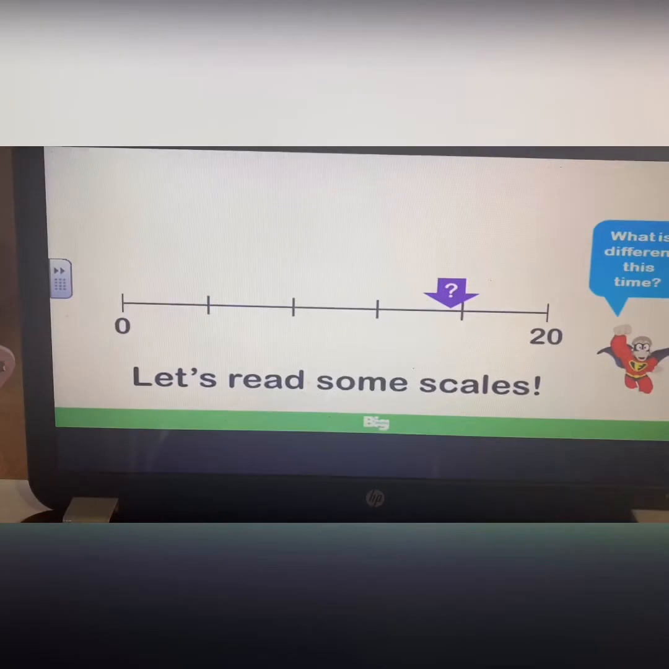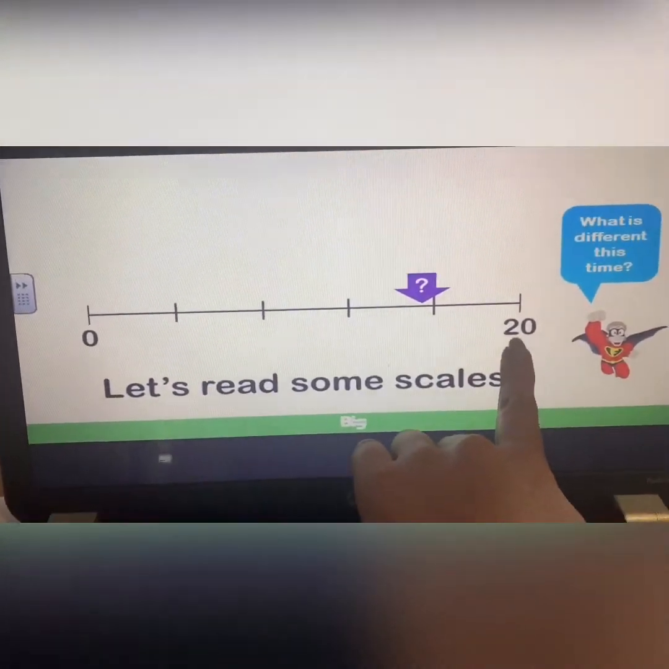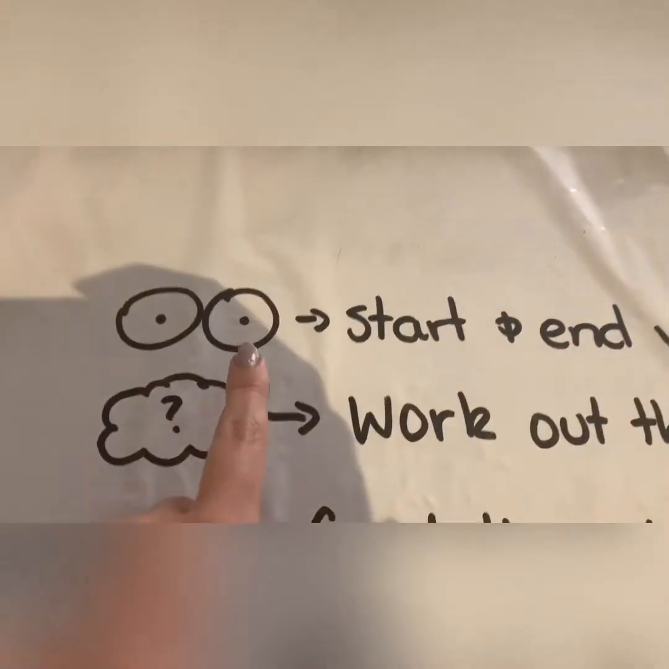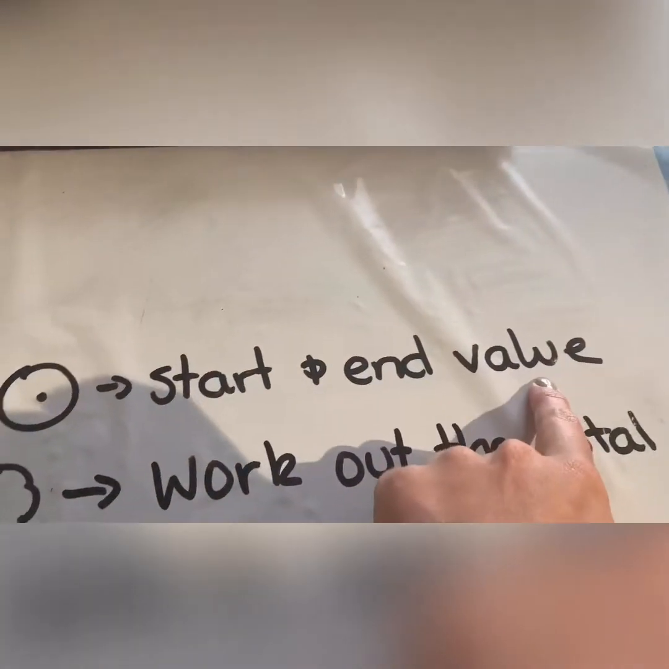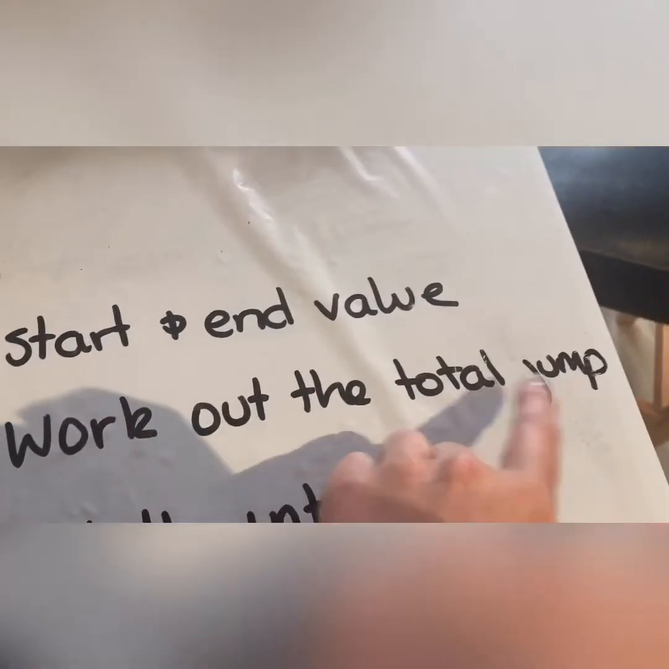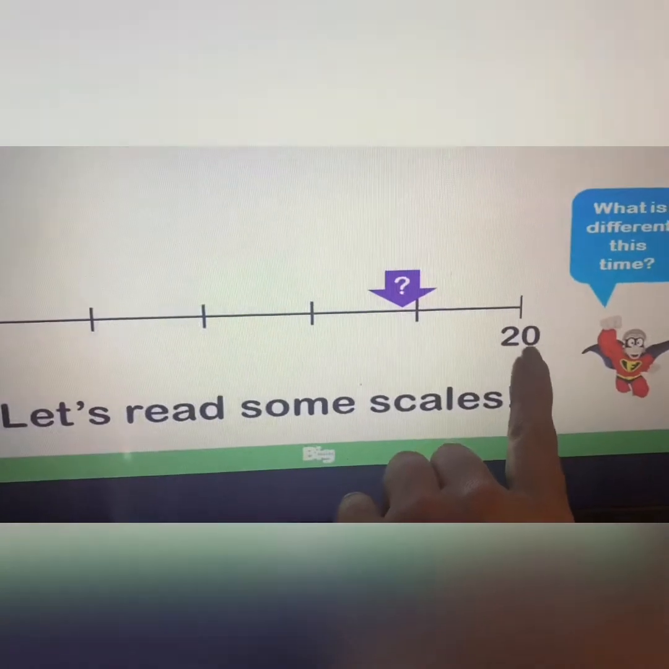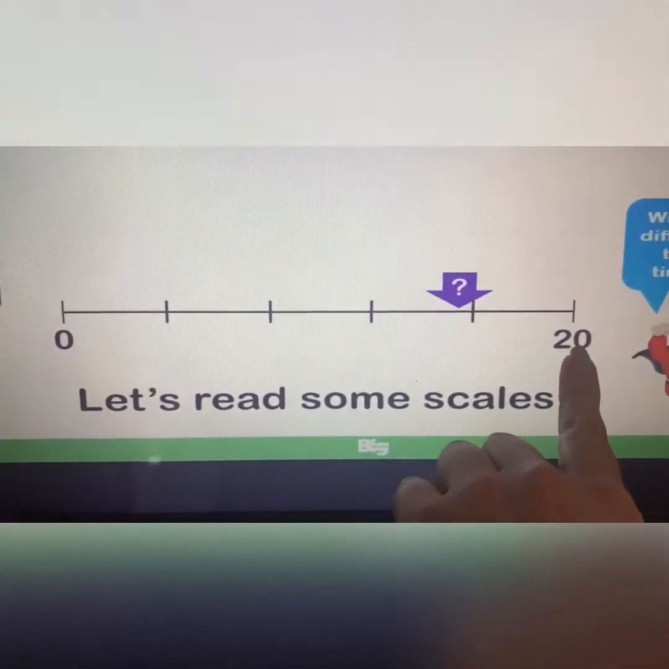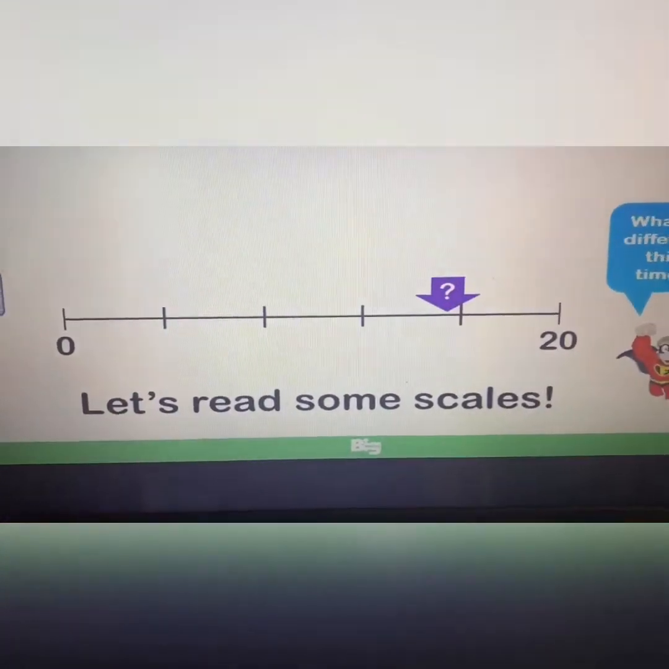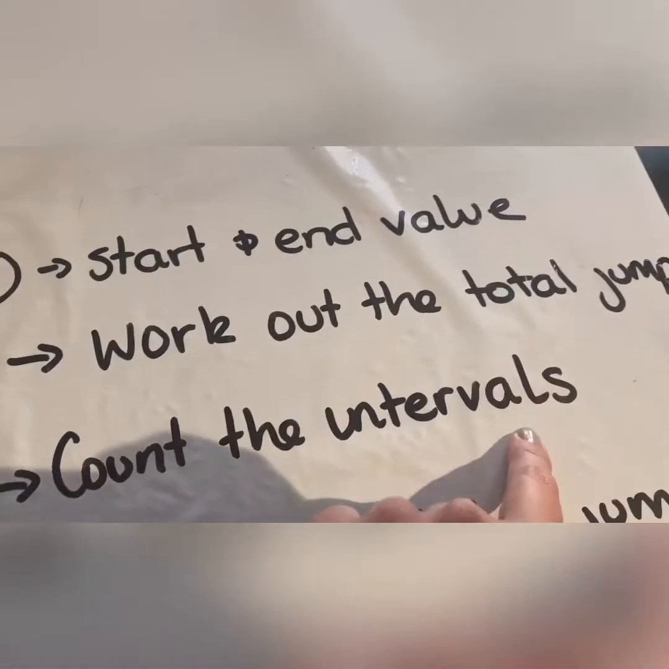Okay, so again, we have to remember to look at the start and the end number. So remember your start and end value. You must look at that. The next step is to work out the total jump. So let's work out the total jump from 0 to 20. The total jump there is 20. Well done. Now we need to count the number of intervals.